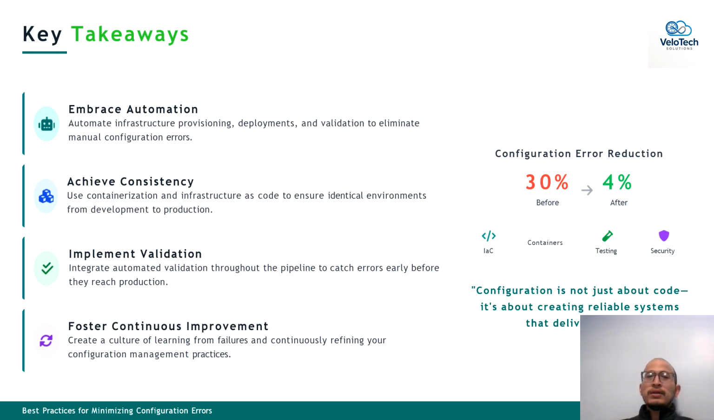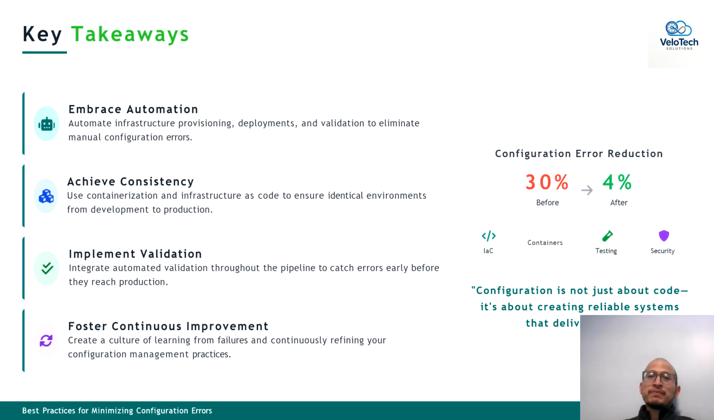Look at this visual representation of their journey from 30% configuration errors down to 4%, enabled by infrastructure as code, containers, testing, and security practices working together. As the saying goes, configuration is not just about code, it's about creating reliable systems that deliver value.